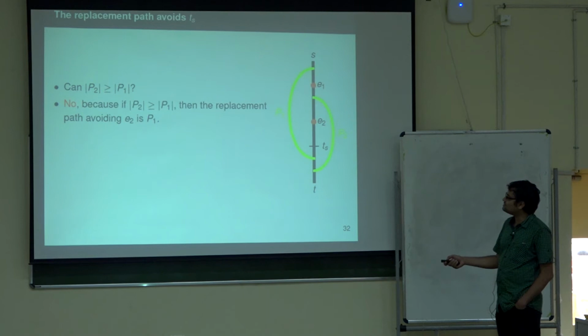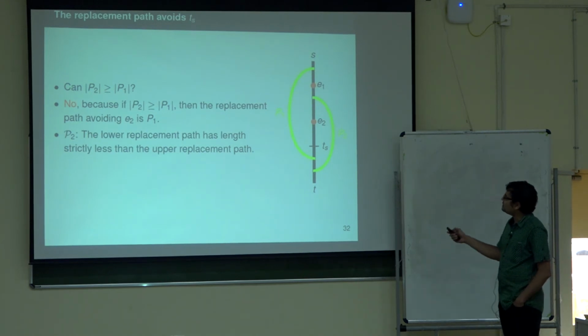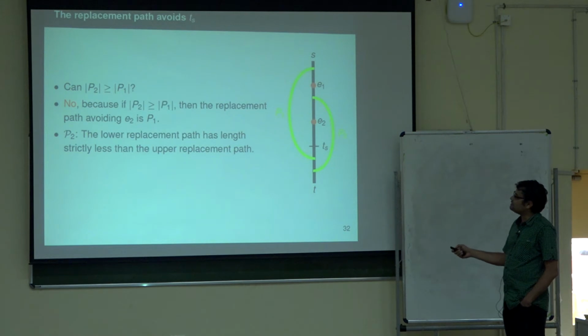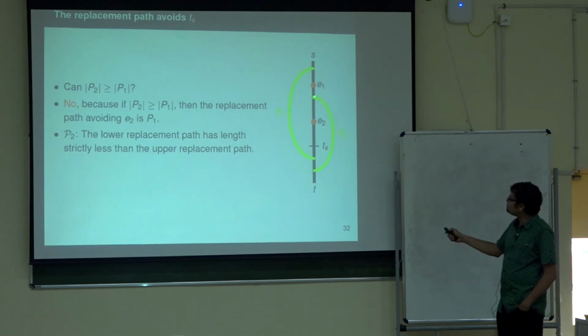Well, again the answer is no, because if the length of P2 is greater than or equal to the length of P1, then the replacement path which can avoid E2 is actually P1, because its length is less than the length of P2. Right? Which gives us the second property, that the lower replacement path has length which is strictly less than the upper replacement path. So this is the upper replacement path, this is the lower replacement path, and the length of this replacement path is strictly less than this. That is why we will use this.